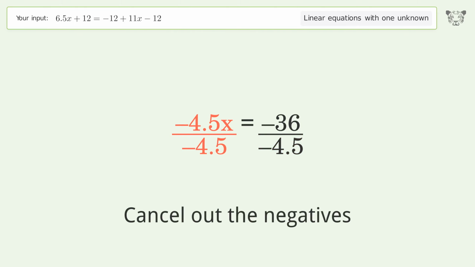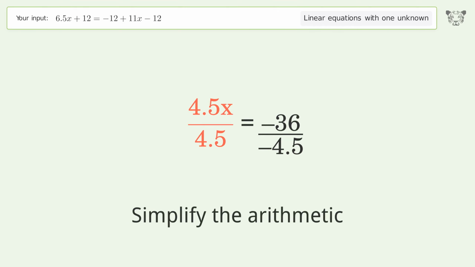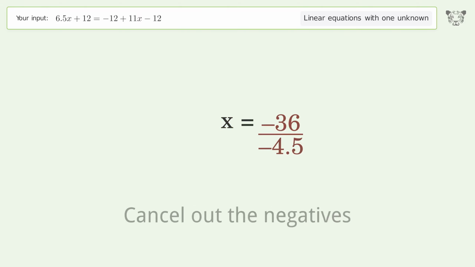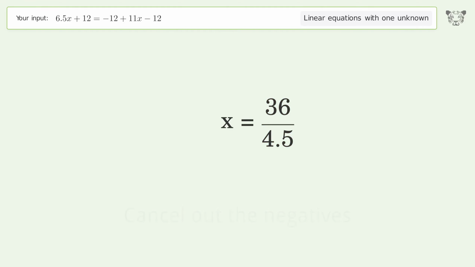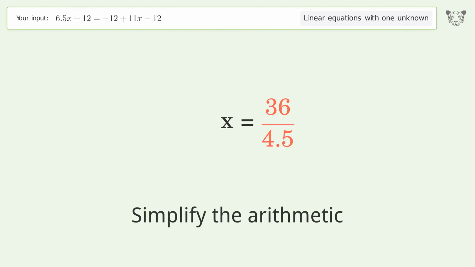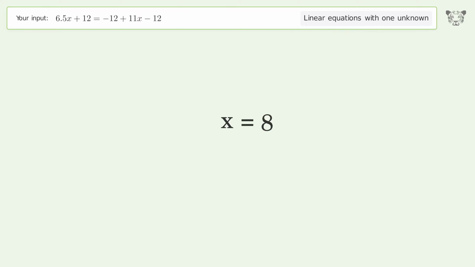Cancel out the negatives. Simplify the arithmetic. Cancel out the negatives. Simplify the arithmetic. And so the final result is x equals 8.